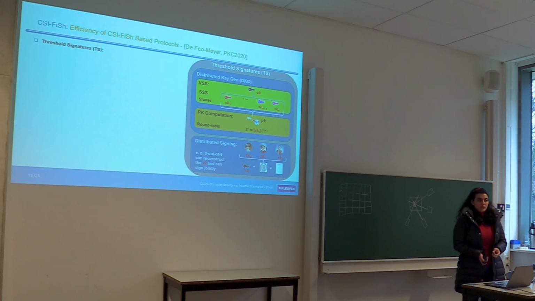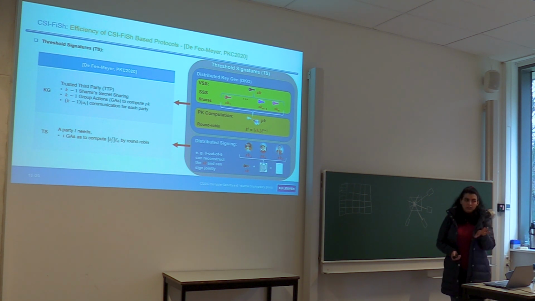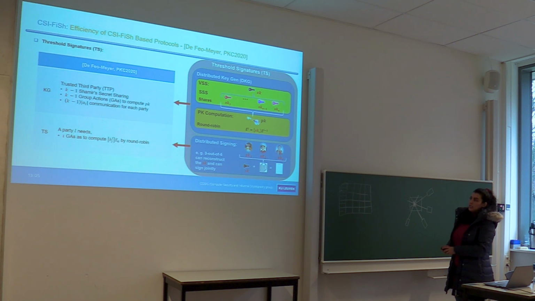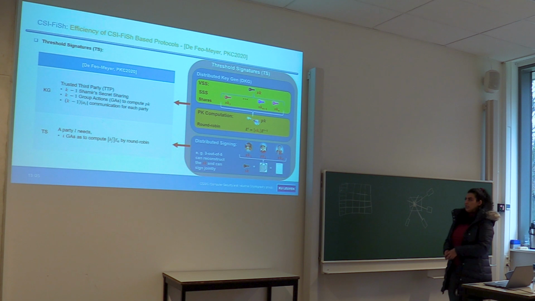Let's look at the efficiency of these protocols based on CSI-FiSh. De Feo and Meyer, I will not talk about their construction. I will just give a high-level efficiency of them. The keygen of this paper is done with a trusted third party, and I mentioned it is passively secure. And they need to do K-1 Shamir secret sharings. They need to do K-1 group actions to compute the public key, and they need this amount of communication between parties.